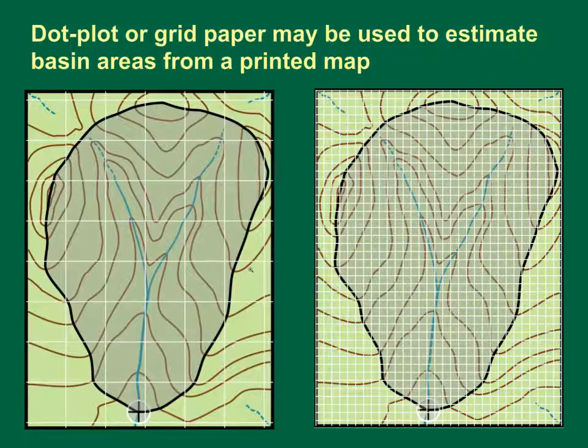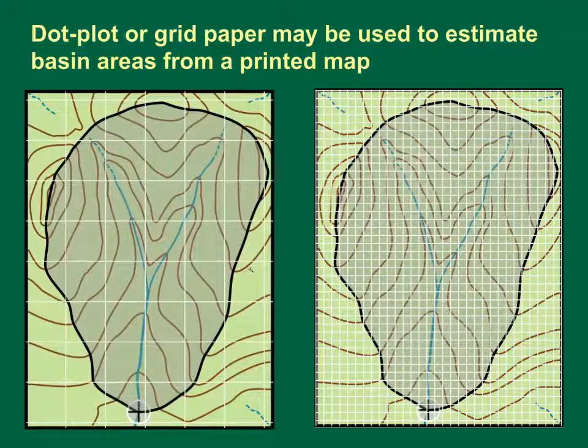Dot plot or grid paper may be used to estimate basin areas from paper maps. These map overlays are transparent and commonly are proportioned to different map scales. When you use a dot plot overlay, you count the intersection points within the boundary rather than trying to estimate partial grid square areas. In theory, finer grids produce more precise estimates, but counting large numbers also may introduce errors.